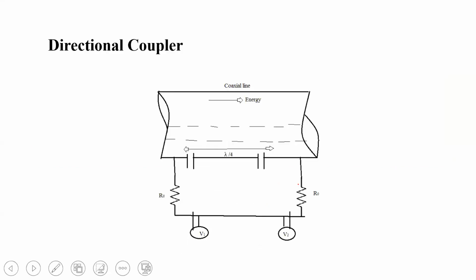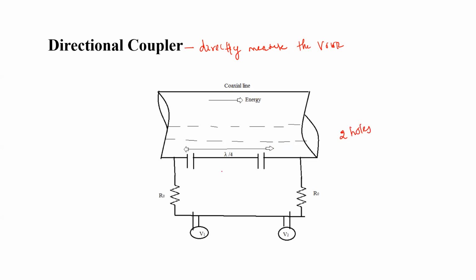The next method is called the directional coupler method of measurement of VSWR. In this method, we can directly measure the SWR. So here again, we have a coaxial cable, and in this coaxial cable, we have made two holes. Let us take this as X and this as Y. There are two holes, and the distance of separation between these two holes is lambda by 4.